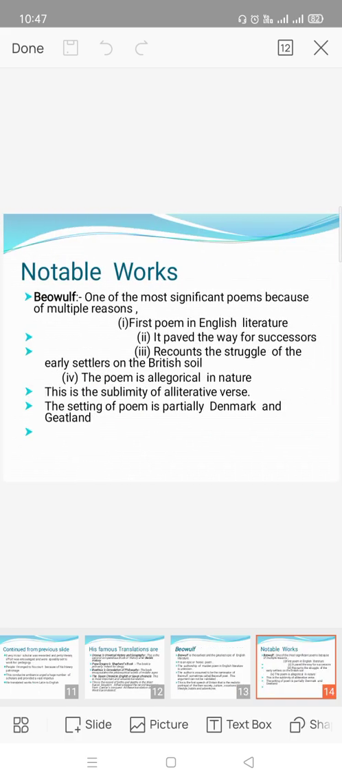Now let us discuss very precisely and comprehensively a few significant points about Beowulf, the important information. It is the first poem of a literature. It paved the way for its successors, and it recounts the struggle of early settlers on British soil, and the poem is allegorical in nature.